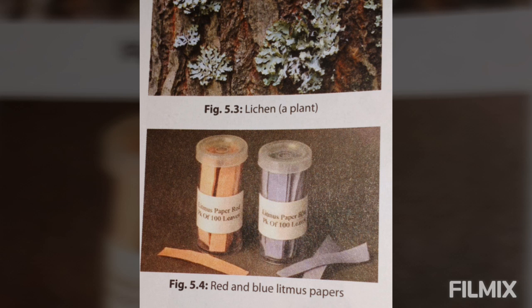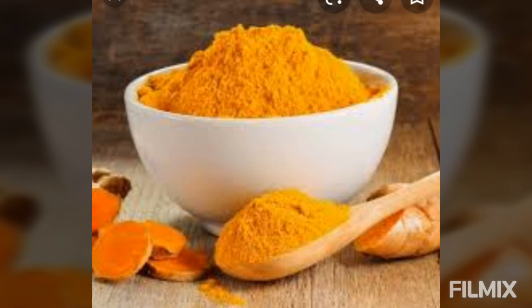Next type of indicator is turmeric, which is commonly known as haldi. It is used in the kitchen as an ingredient, we know, but it is a natural indicator. It is yellow in acidic and neutral medium and reddish brown in basic medium. Means अगर कोई acidic होगा तो उसका color change नहीं होगा, पर अगर कोई basic medium होगा तो उसका color change हो जाएगा to reddish brown.